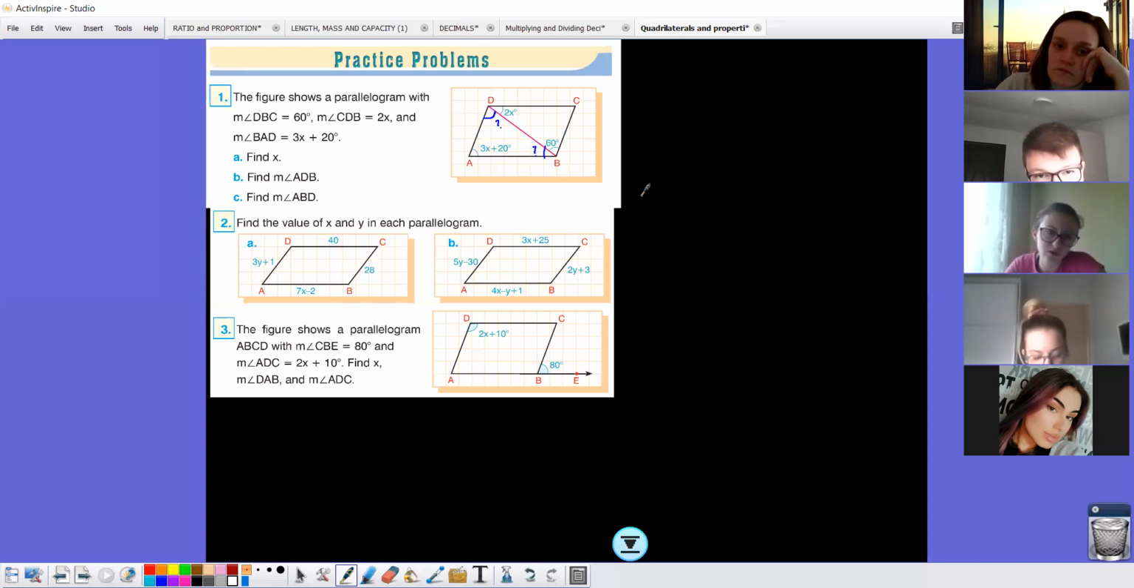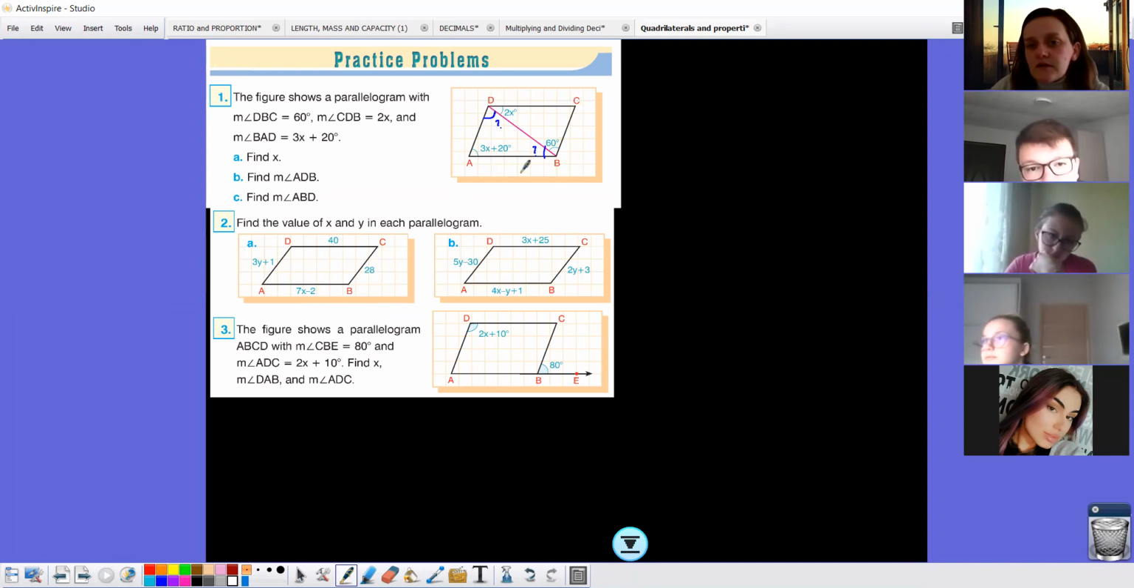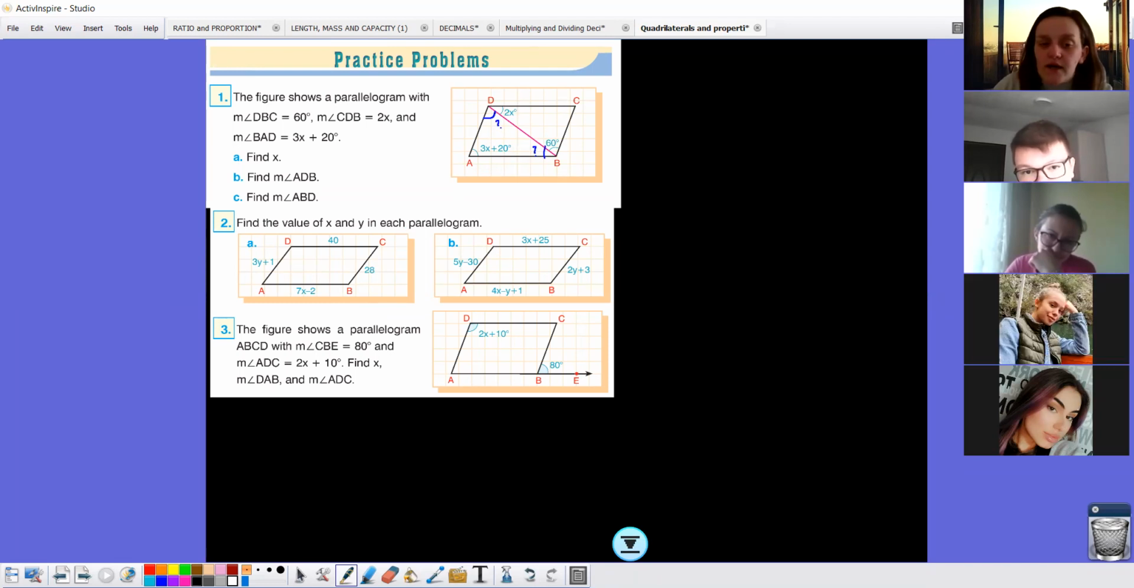60 and 2x will be equal to each other. Are you sure? Because these two sides are not equal. Teacher, 2x plus 3x plus 20 plus 60 is equal to 180, and we can find x easily. Why did you make it like that? Because teacher, A is congruent to C. Yes, opposite angles, we said that they are congruent. So this part is 3x plus 20.